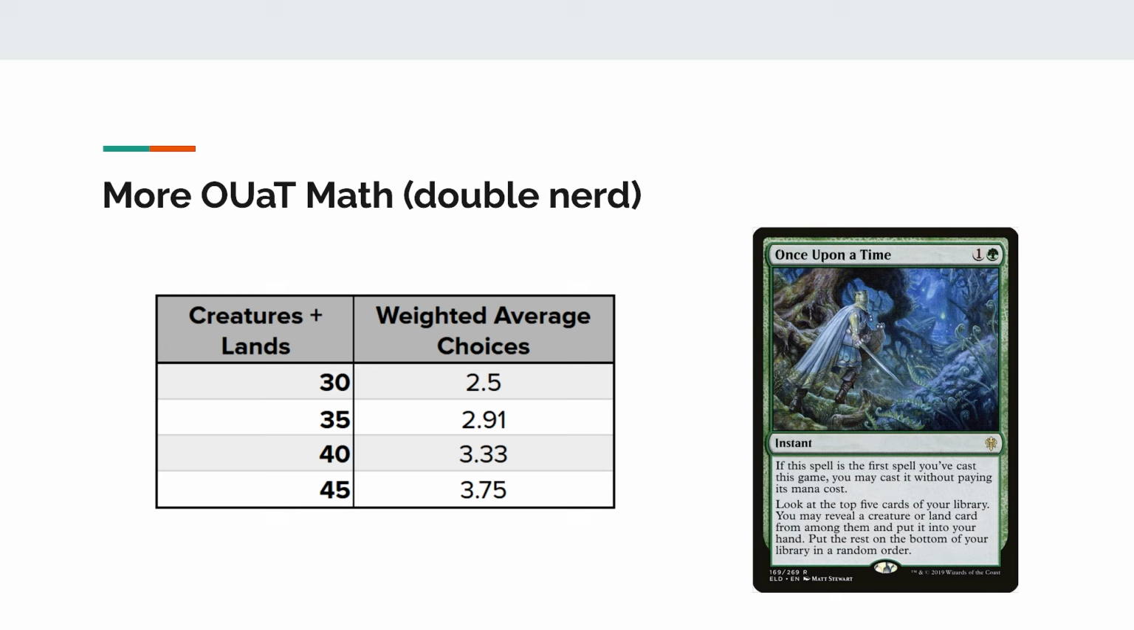Going down to 40 potential hits is still likely acceptable, providing on average 3.33 choices per 5. But any lower than that, I think we kind of want to question whether we should be playing Once Upon a Time at all. You might want to be looking at Sylvan Library instead.